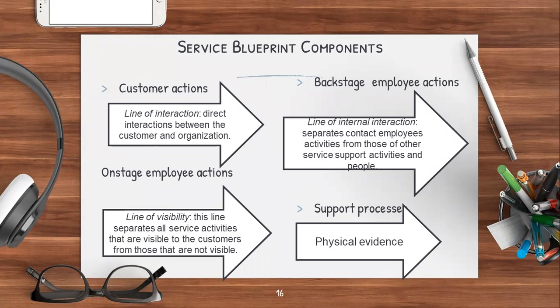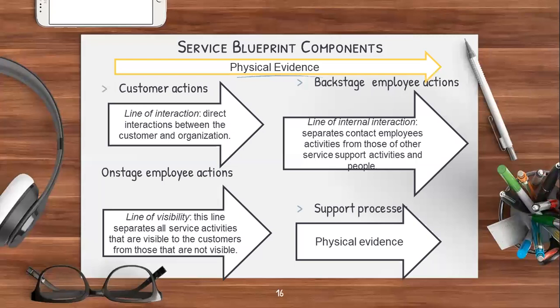The first component we said was customer's action. Here, physical evidence is utmost important. When we're talking about customer's action, we are talking about the line of interaction. This is where direct interaction between the customer and the organization is going to happen.